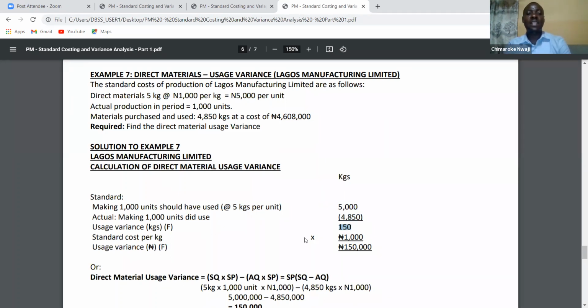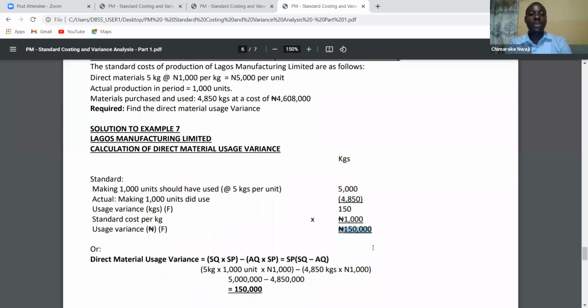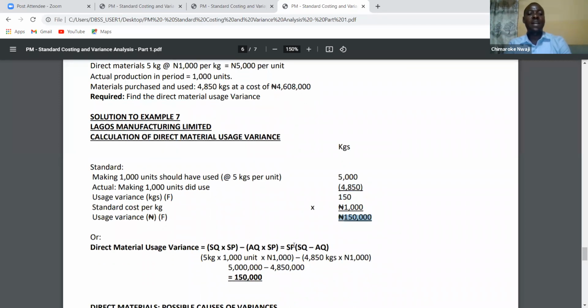Okay, now what is the standard cost? 1,000 naira per kg. So we'll multiply, we have 150,000 naira. Okay, so using the formula, 5 kg is the standard quantity. Actual production unit is 1,000. Standard cost, standard price is 1,000. When you multiply each of them, it gives you your 5 million.